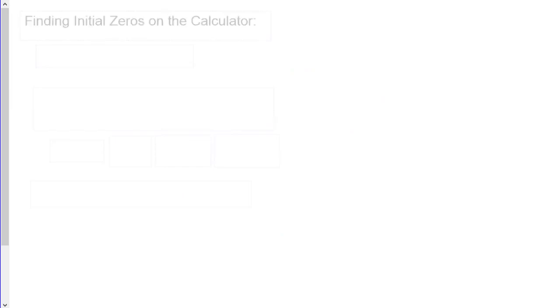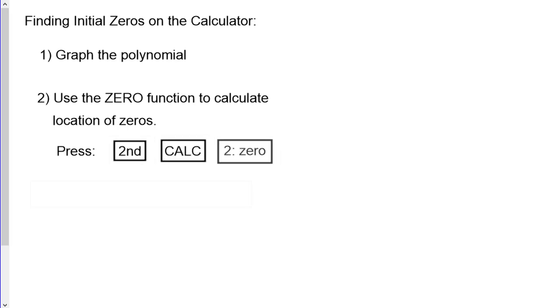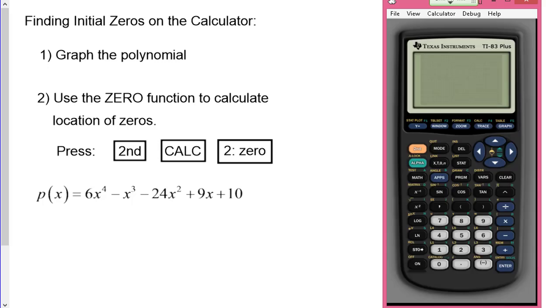All right, so finding initial zeros on the calculator, we're going to first graph the polynomial, then use the zero function to calculate the location of zeros. That's the most accurate way. So again, you press second, calc, and option 2 is your zeros. So let's work with this polynomial right here, the one we just did, and see how the calculator can come up with those initial zeros for us.